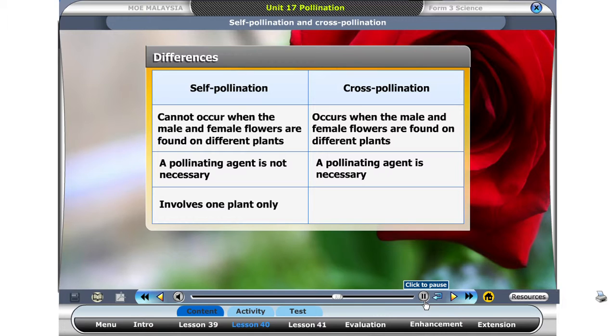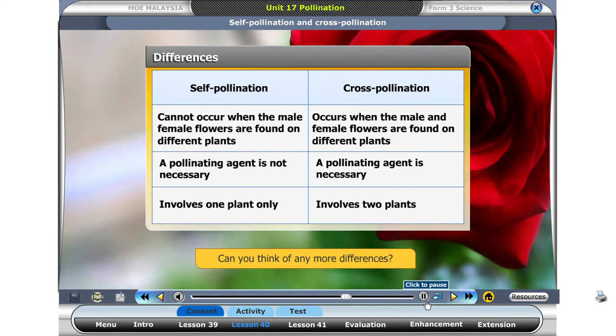Self-pollination involves one plant only, whereas cross-pollination involves two plants. Can you think of any more differences?